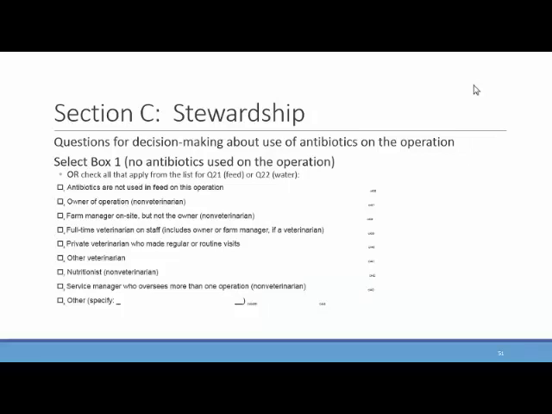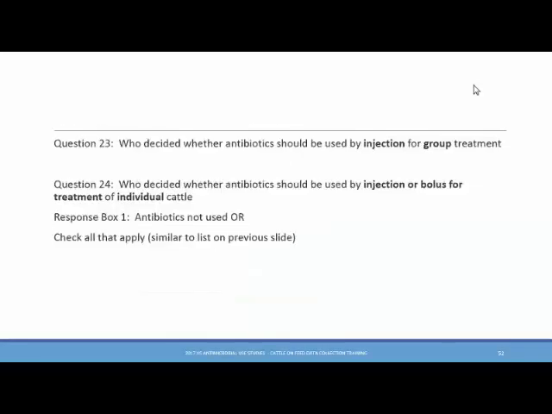Okay. Question 23. This is regarding injections. Injectable antibiotics for group treatment. And we have, again, that group treatment means at least 90% of the cattle in a pen are treated.